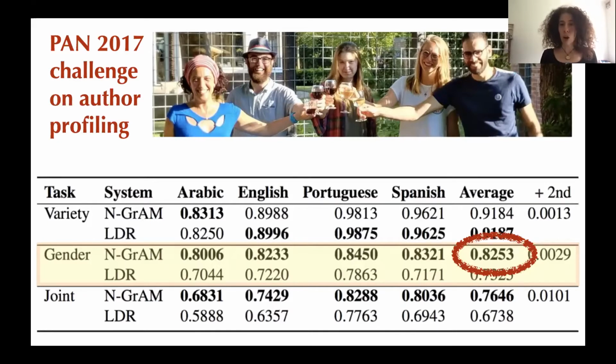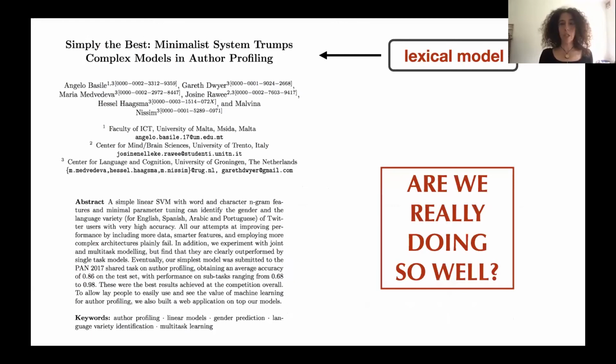So this is a strongly lexicalized model that does extremely well, over 80% on average on Arabic, English, Portuguese, and Spanish. So we thought, well, this is really good. However, this really strong lexicalized model, and very simple, as said, relies on just surface information, just sequences of characters and tokens. And we wondered whether it was really doing so well.